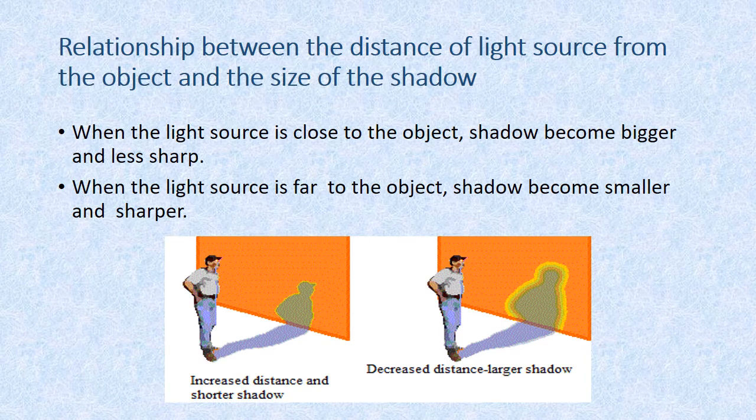There is a relationship between the distance of the light source from the object and the size of the shadow. When the light source is closer to the object, the shadow becomes bigger and less sharp. And when the light source is far from the object, what happens? The shadow becomes small. Look at the two pictures below. Then you can understand it clearly.